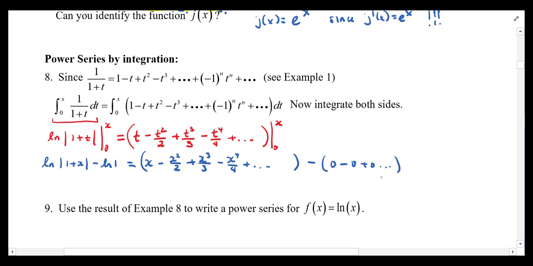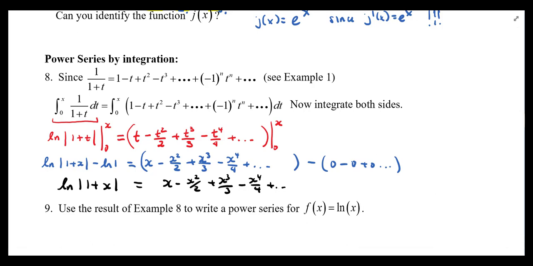And what you would find here is now that we have the natural log of the absolute value of 1 plus x is equal to x minus x squared over 2 plus x cubed over 3 minus x to the 4 over 4, and so on.